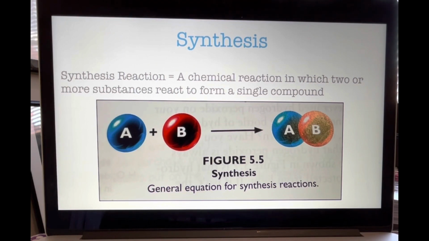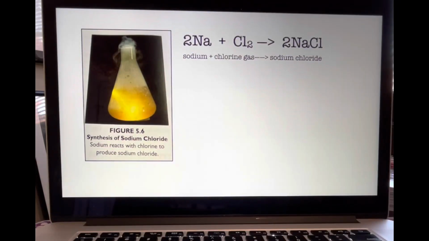A synthesis reaction is any reaction in which a single compound is formed from the combination of two or more elements or compounds. So the actual definition is a chemical reaction in which two or more substances react to form a single compound. And here we have A plus B yields AB. That is the general equation for a synthesis reaction. Many elements combine directly with each other or with another compound to form a single product. The product is always a single compound.